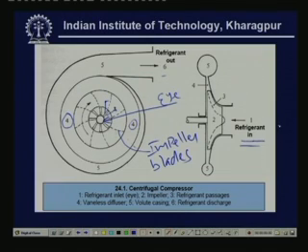So once again you can see how the refrigerant flow is taking place and the different parts. As I said, part 1 is the refrigerant inlet, and part 2 is the impeller. 3 is the refrigerant passages, so these are the refrigerant passages, and 4 is the vaneless diffuser, and 5 is the volute casing, and 6 is the refrigerant discharge.